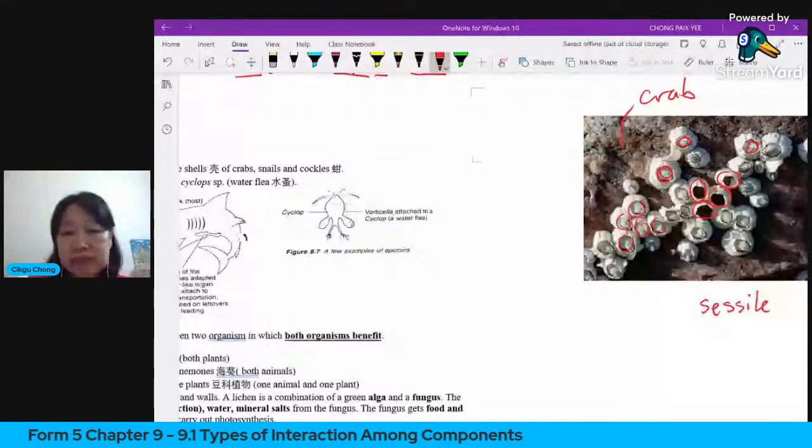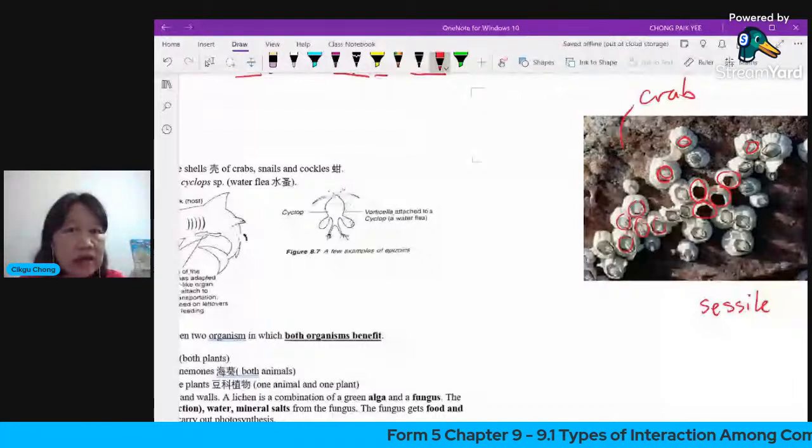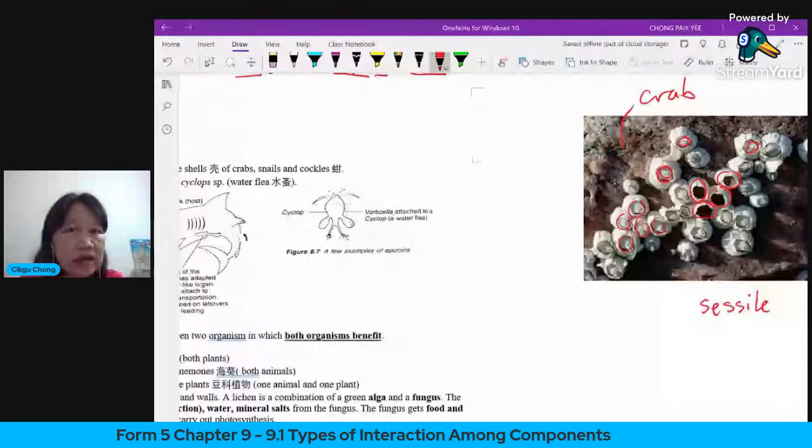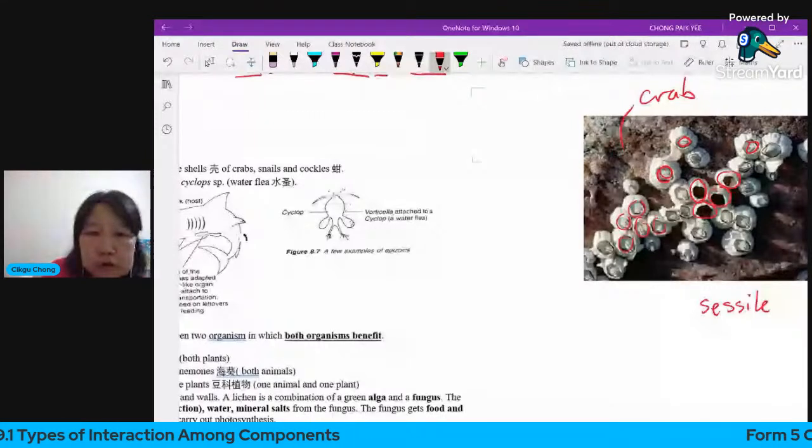Okay, so parasitism, two different organisms. Always we're talking about two different species, not the same. If it's the same, then they come under competition. That is different. Okay. So one is called the parasite. The other one that gives the nutrient is called the host. The host is always harmed when it comes to parasitism.